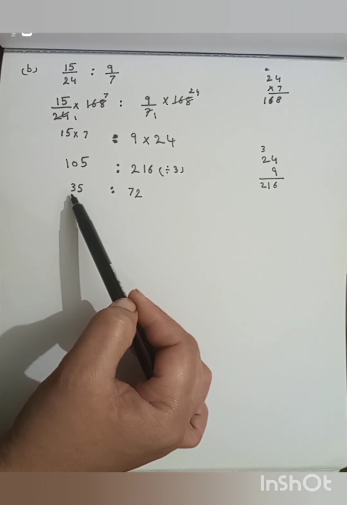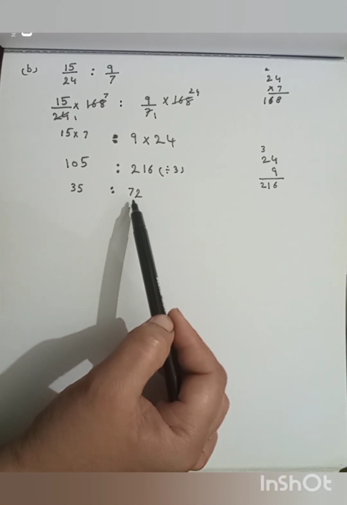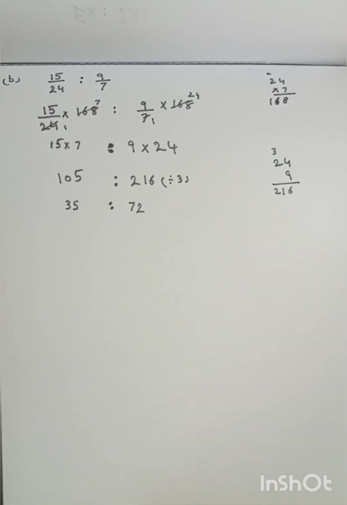Now by dividing, we will get 35 and ratio 72. Here we have done the B part as well. We will solve the next questions in the next video.